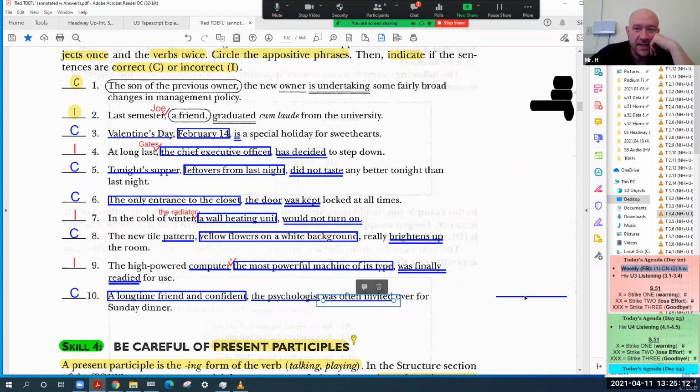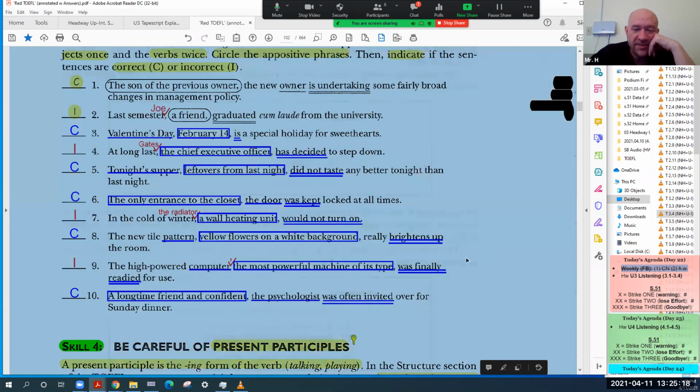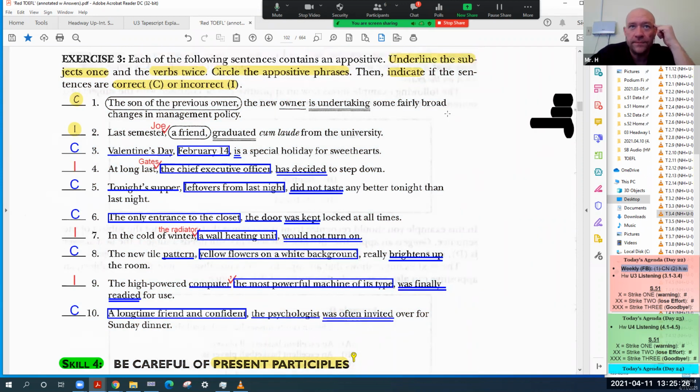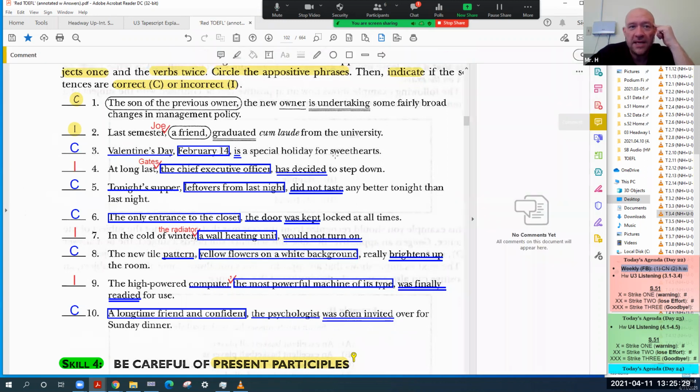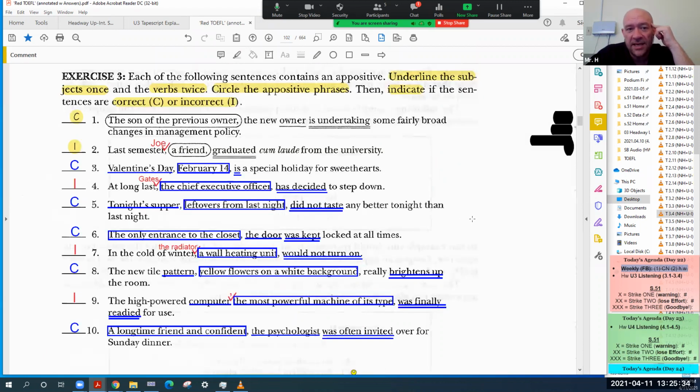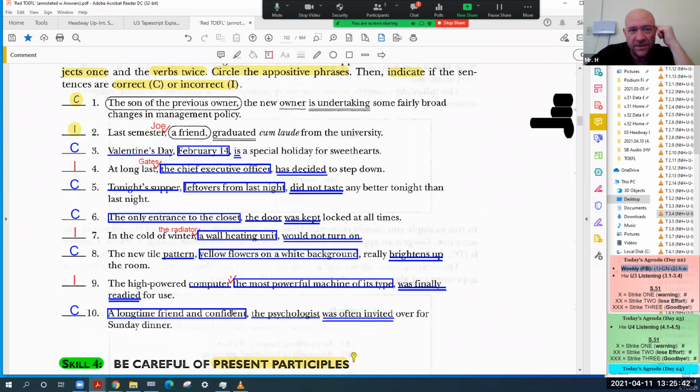Was often invited. Now there is a problem here in this book. There's a spelling problem at the beginning of this. ENT is wrong. ENT is incorrect because ENT, what ending is this? You guys know? Adjective. That's right. ENT is an adjective. So instead of ENT, I need to put ANT.